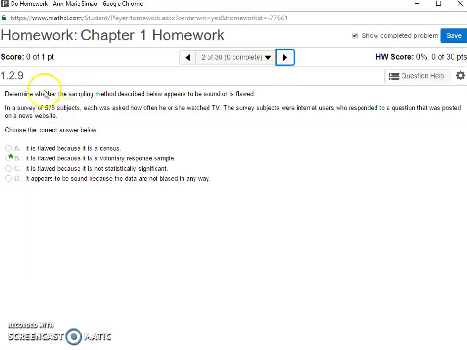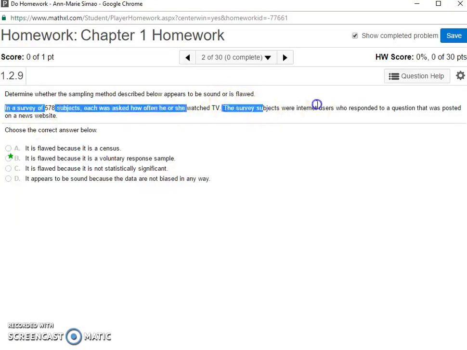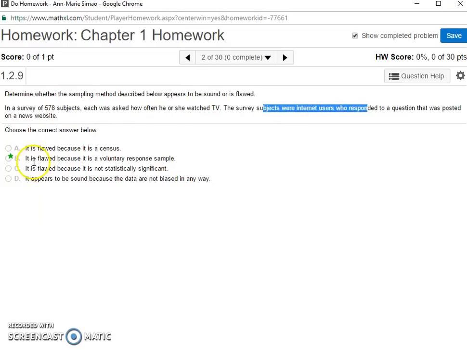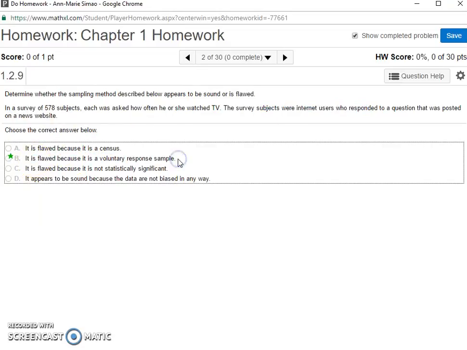On the next question: determine whether the sampling method described below appears to be sound or is flawed. In a survey of 578 subjects, each is asked how often he or she watches TV. Survey subjects were internet users who responded to a question that was posted on a news website. So where do we think? How often they watch TV, and it was posted on a news website for internet users. So this is flawed because it's a voluntary response sample.